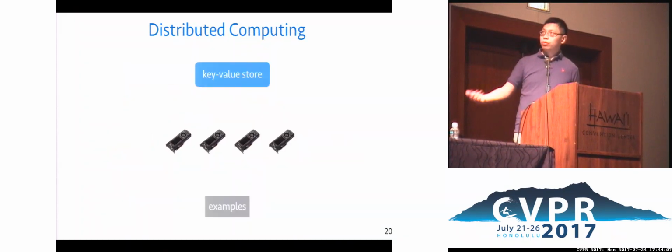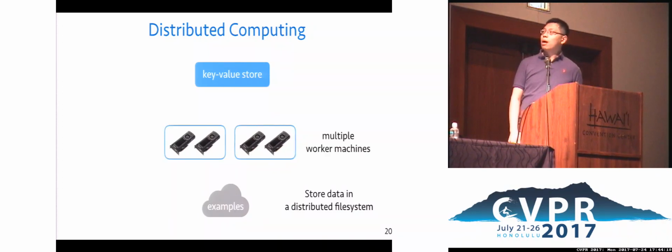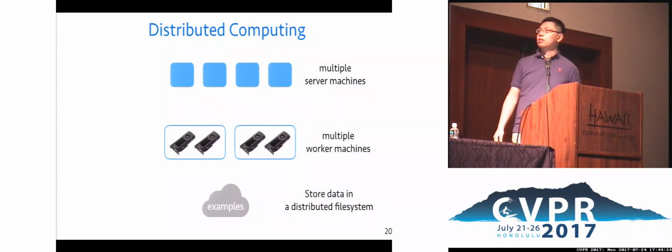So how do we change to distributed computing? It's very similar. The only difference is that the examples are on a distributed file system, not local. The GPUs are on multiple worker machines, so each machine will maybe have 2 GPUs. And the key value store may also span different machines.